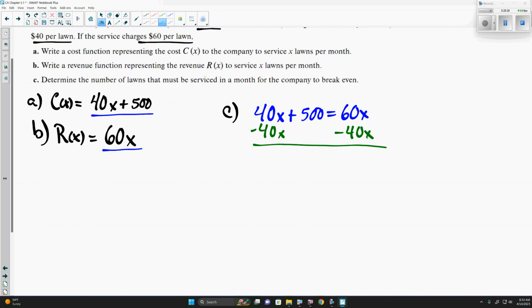So we can subtract 40x from both sides, telling us 20x is equal to 500. Then we can divide both sides by 20, telling us x is, well, 25. So we've got to mow 25 lawns to break even.